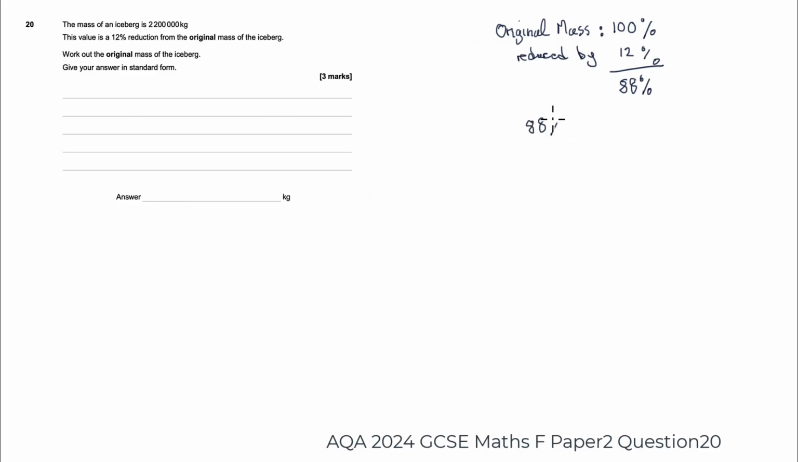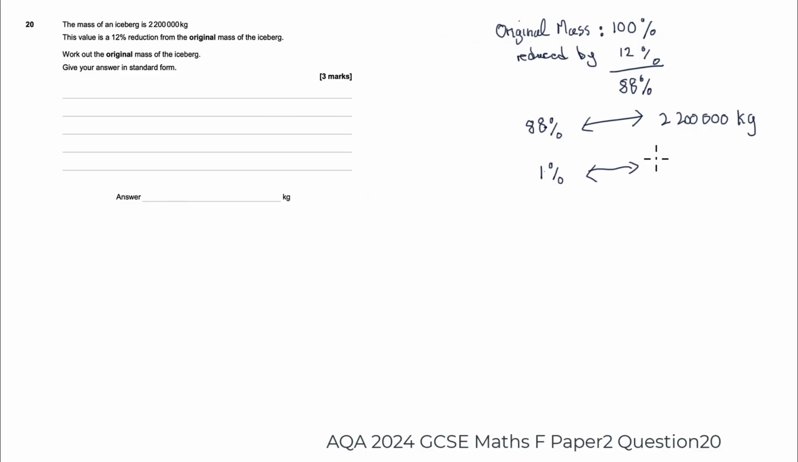So 88% of the original is 2,200,000 kilograms. How do we get 100% if we're looking at 88%? Well, one of the ways is to figure out how to get 1%. And if we know 88%, 1% will be dividing by 88.